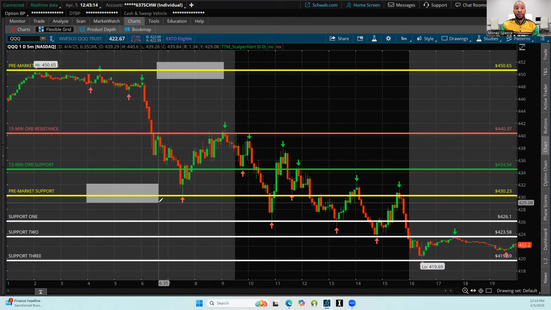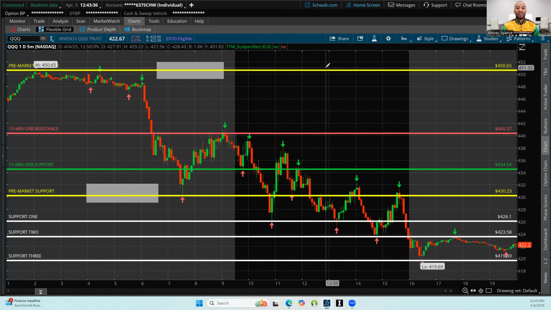So you want to develop your pre-market levels from the data that was developed from 1 a.m. through 9:29 a.m. That's going to give you your pre-market support and your pre-market resistance. Those are the yellow lines that we have developed on our chart.